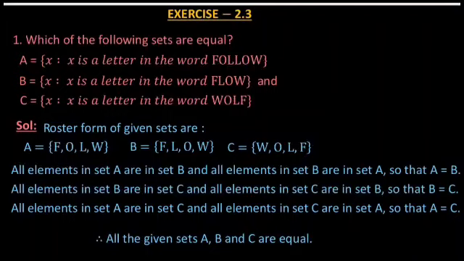Then what is the C? C is also the set of W, O, L, F. All of you know how to write the roster form. Okay, only take a letter once. Next, all elements in set A are in set B and all elements in set B are in set A. If you observe, all the elements in set A are present in B. Yes, so A is equal to B.